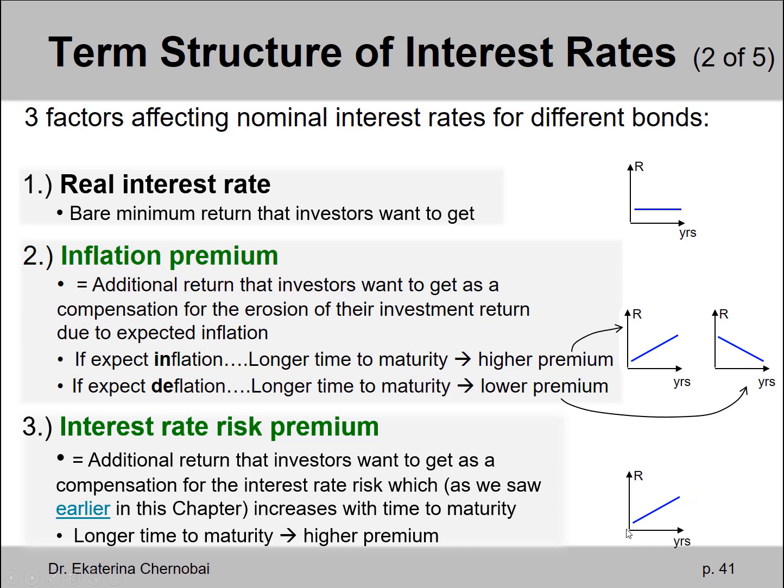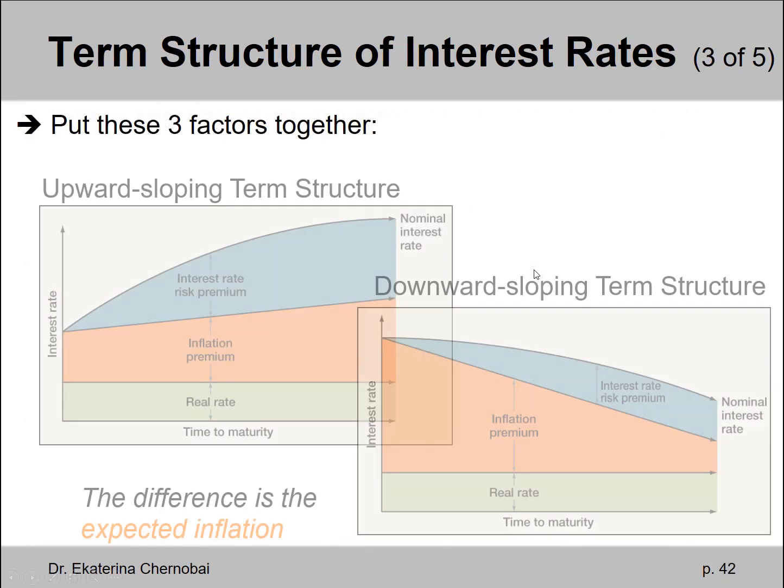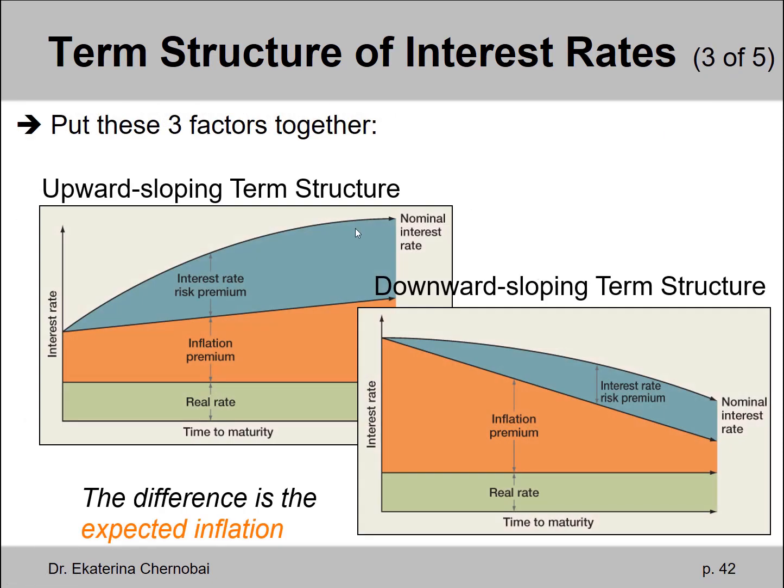That's why we have this upward sloping line, which basically summarizes the idea that when you're buying a bond with more years to maturity, you want to be compensated with a higher return, right? To offset this interest rate risk. And now we have 1, 2, 3 factors, and you can stack the 3 lines on top of each other and get something like this.